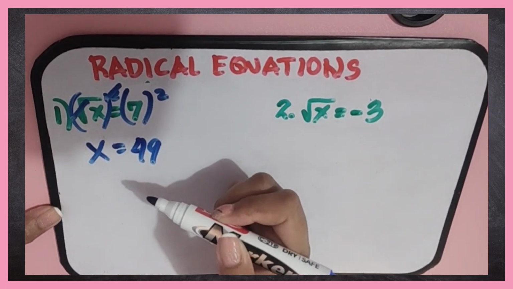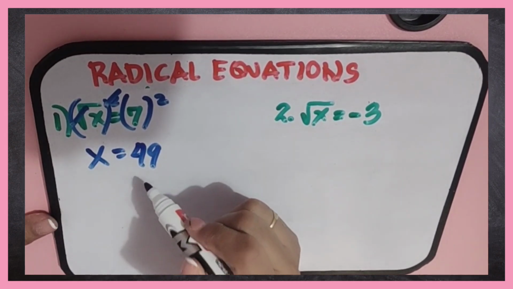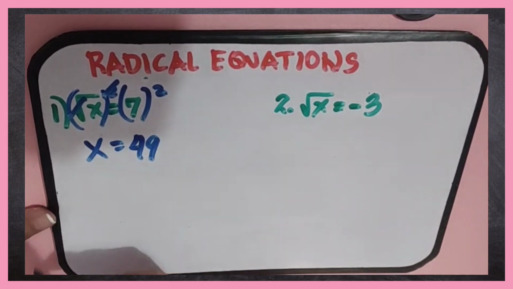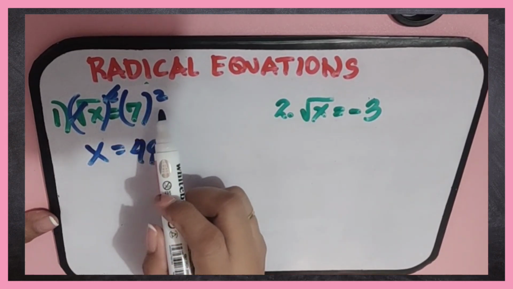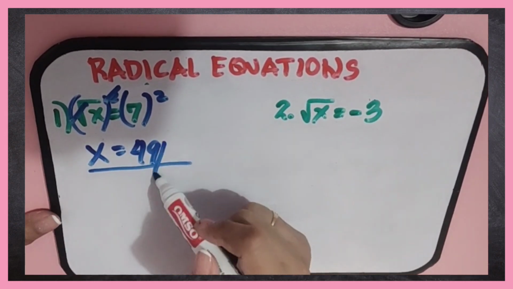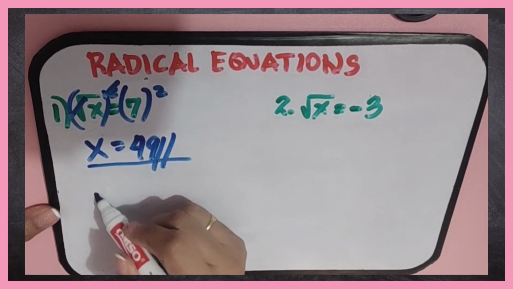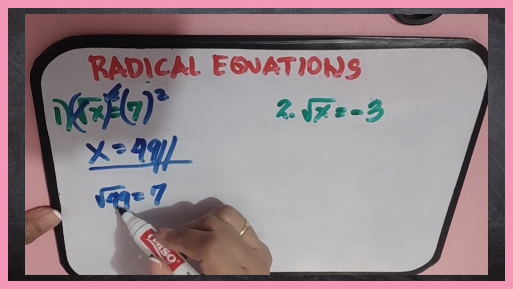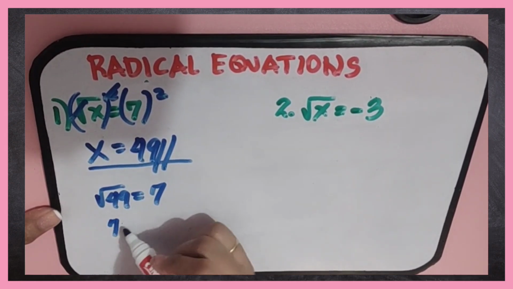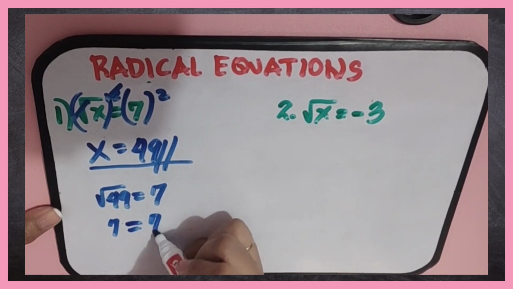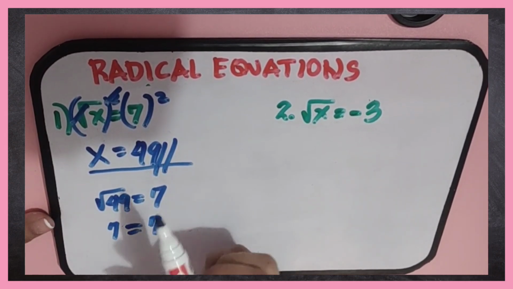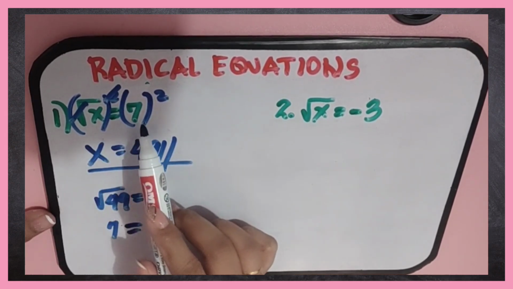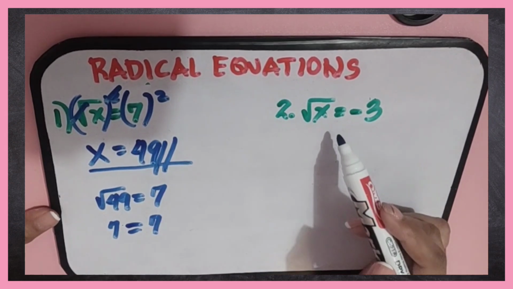Then let us check if x equals 49 is the solution of square root of x is equal to 7. So if square root of x is equal to 7, then x is equal to 49. So we have square root of 49 is equal to 7. Then the value of square root of 49 is 7. So 7 is equal to 7. Therefore, as you can see, x is equal to 49 is the solution of square root of x is equal to 7. Okay, let us try number 2.